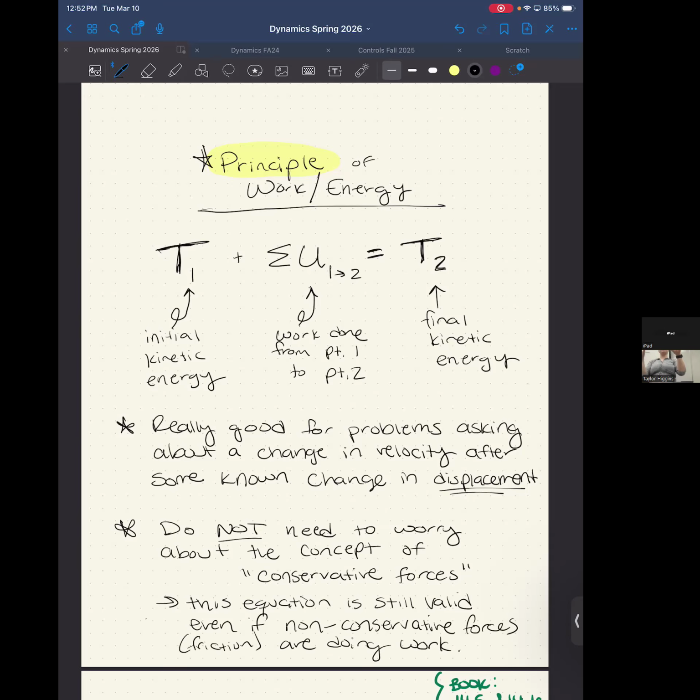The reason I'm harping on this is we're going to see a very, very similar set of ideas when we go to impulse momentum. The impulse momentum equation always works. Conservation of momentum doesn't always work. Here, the principle of work and energy always works. Conservation, not always. Whenever you hear the word conservation of, or the equation that goes with that word, be cautious.